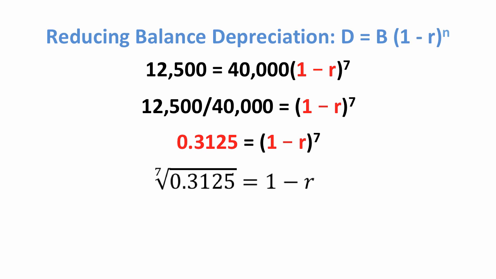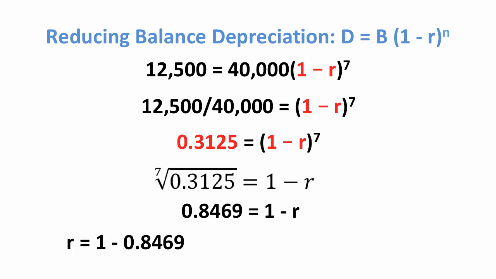You will find on your calculator a button that says X root. All you have to do is put in your 0.3125, press your X root button, type in 7, and press equals, and you should find that the 7th root of 0.3125 is 0.8469. We have that equal to 1 minus R. We need to get the value of R, so let's bring the R over to the left and the 0.8469 over to the right side of the equal sign. So R is 1 minus 0.8469, which is 0.1531, and if we multiply that by 100%, we have a rate of depreciation of 15.31%.